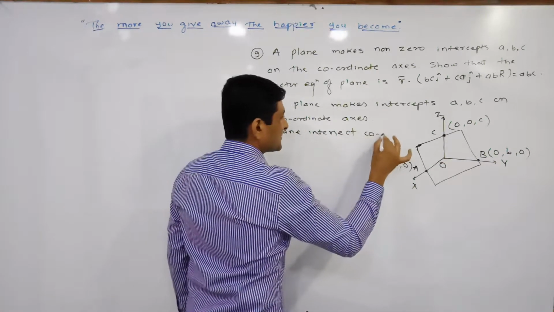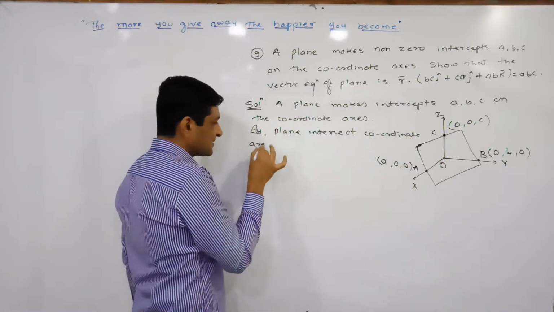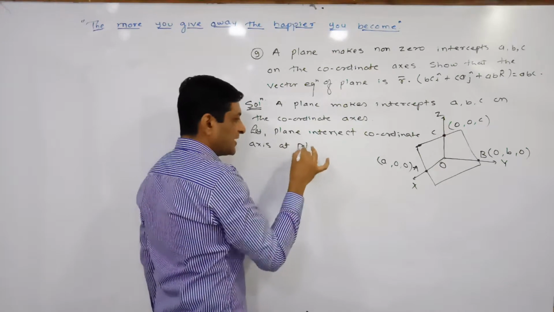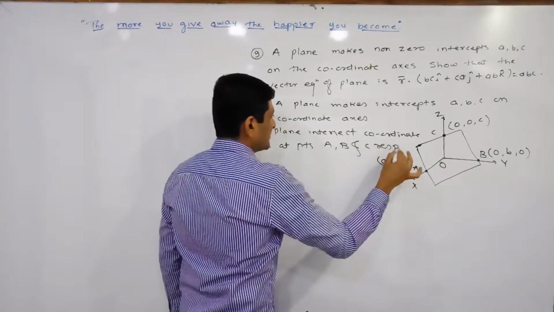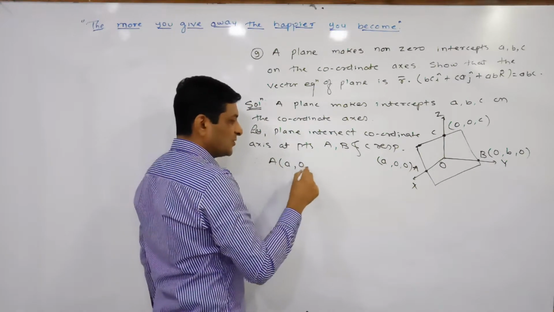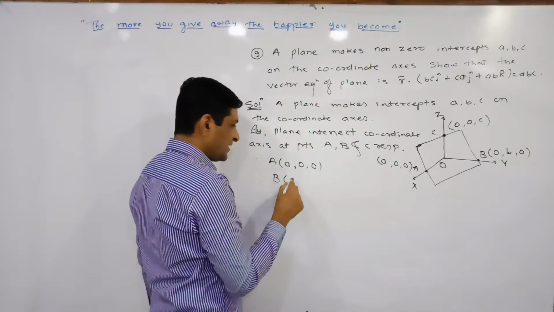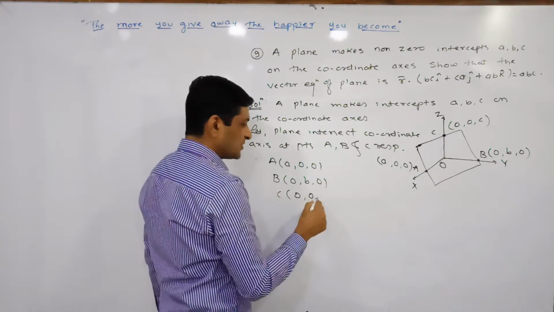So let the plane intersect the coordinate axes at points A, B and C respectively. Therefore A has coordinates (a, 0, 0), B has coordinates (0, b, 0), C has coordinates (0, 0, c).